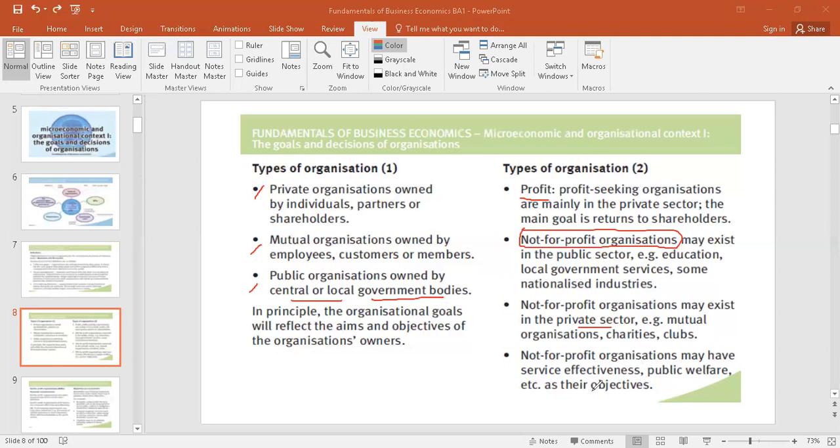Organizations are classified based on the purpose for which they are established. Okay.